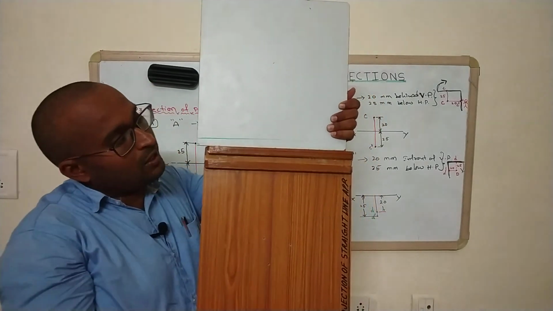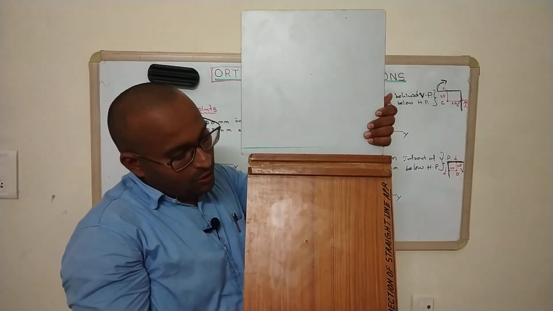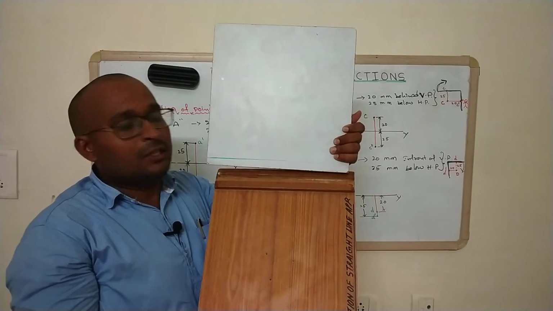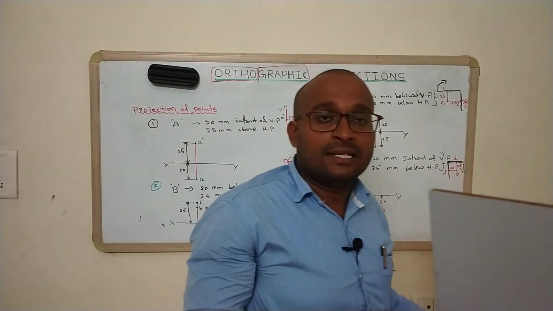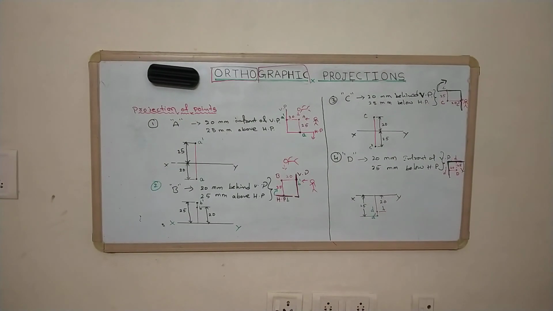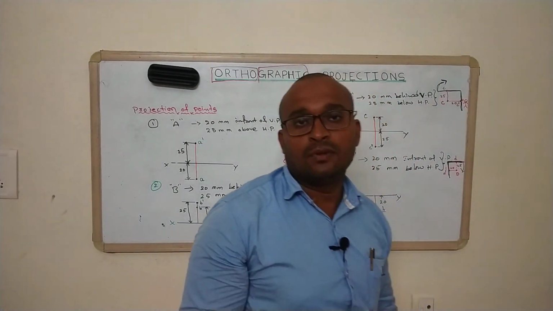The vertical plane consists of the front view, and then the horizontal plane consists of the top view, always in all the directions. Thank you.